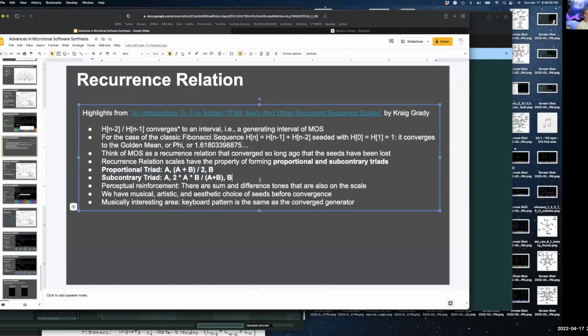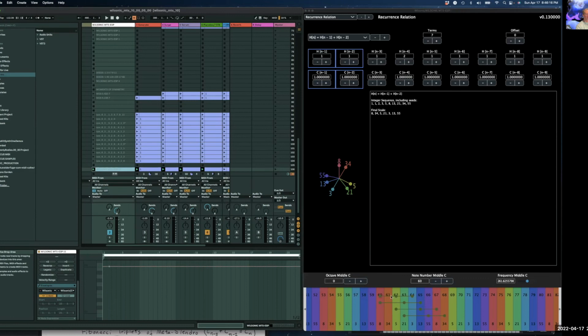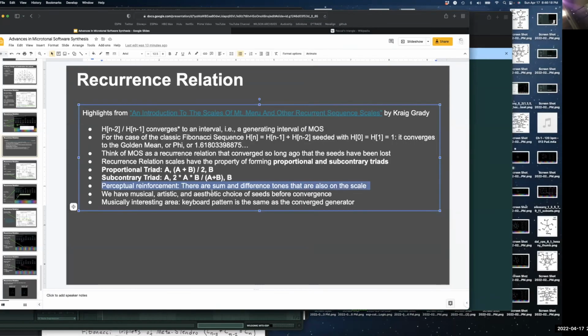Okay, so we talked about proportional, subcontrary, and then we talked about this sum of difference tones that are also on the scale. That's what I keep showing you on the keyboard down here. And then we've already talked about this musical, artistic, aesthetic choice of seeds before convergence, right? That's your chance to put your stamp on it.